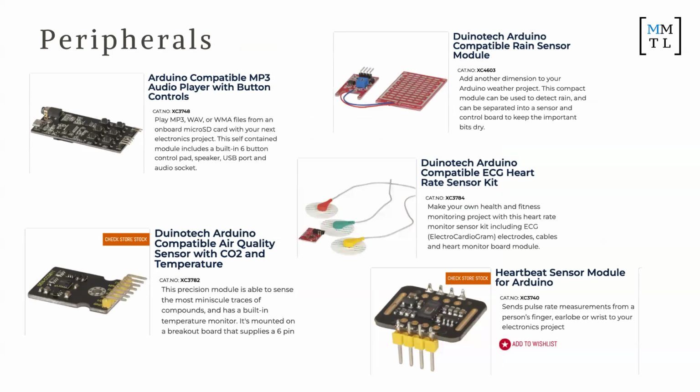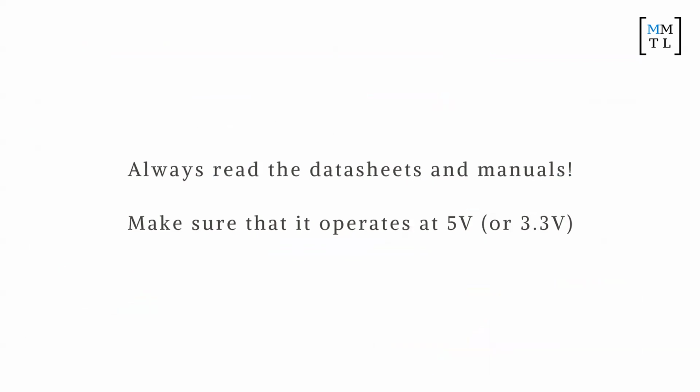Okay, and there's a whole world of peripherals out there. So I just took some pictures of some here, but I found, for example, an MP3 player, a rain sensor. You can use an ECG heart kit, so you can actually build your own ECG. You can build your own heartbeat sensor, right? So something similar to what the Apple Watch uses, and you can even do an air quality sensor as well. So there's all sorts of peripherals that you can use with Arduino.